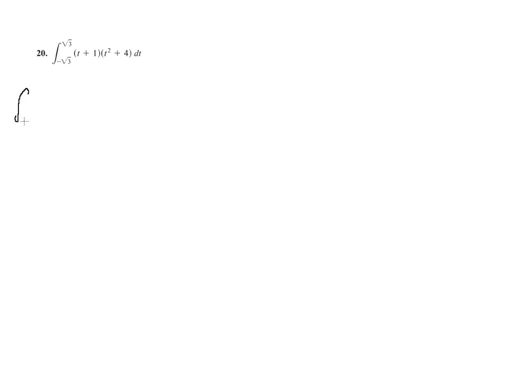At this point in calculus, you don't have any rules for a product of functions. And even when you do, you wouldn't want to use it on this. What you're going to do is expand this so that you can use the power rule for integration. So we have t times t squared is t cubed. We have t times 4 is positive 4t. We have 1 times t squared is just plus t squared, and then 1 times 4 is plus 4.